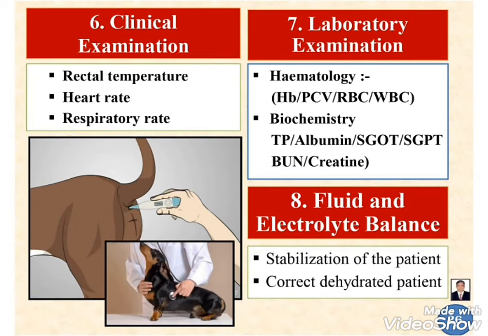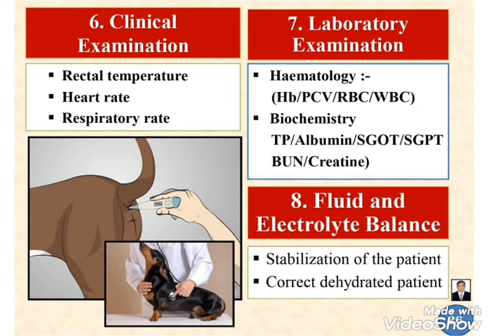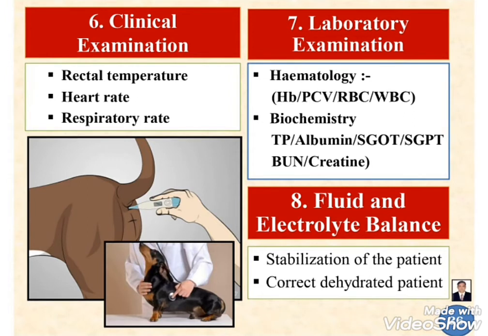So now come to the general status of the animals. The general status of the animals will be evaluated by clinical and laboratory examination. This evaluation is generally performed at the OPD level. First, the clinical examination of the animal by recording the rectal temperature, then heart rate, respiration rate, mucous membrane color, and capillary refilling time. These give a better idea regarding the health status of the animal.